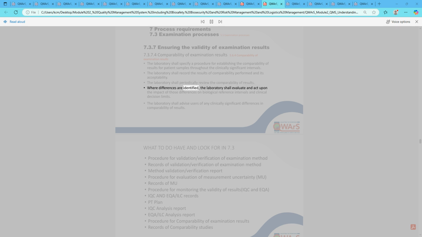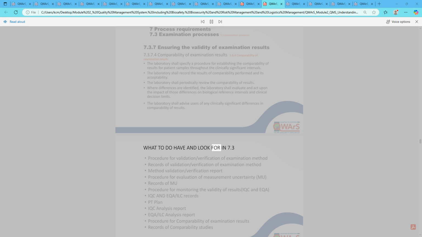Where differences are identified, the laboratory shall evaluate and act upon the impact of those differences on biological reference intervals and clinical decision limits. The laboratory shall advise users of any clinically significant differences in comparability of results.